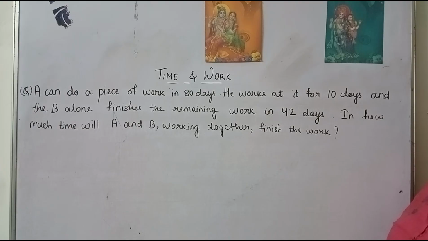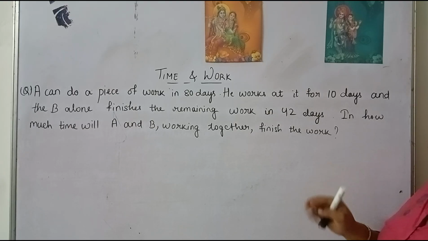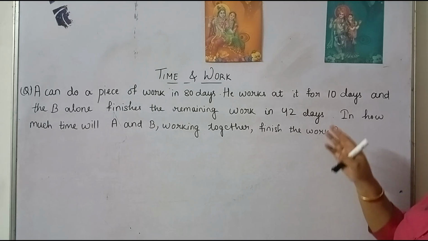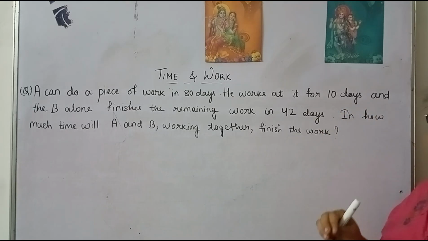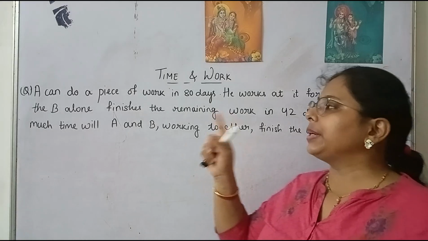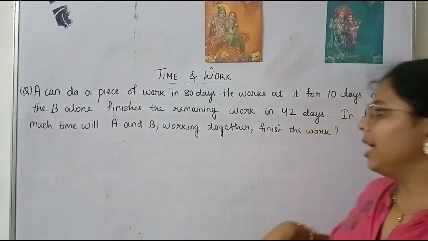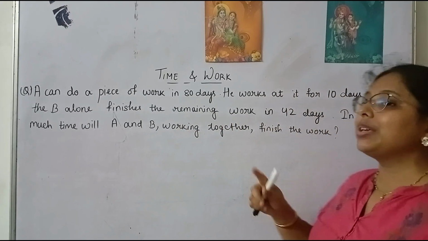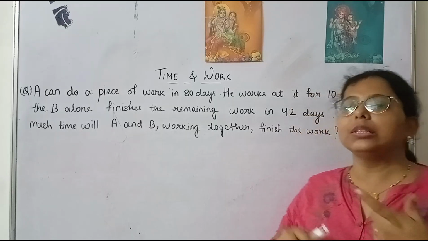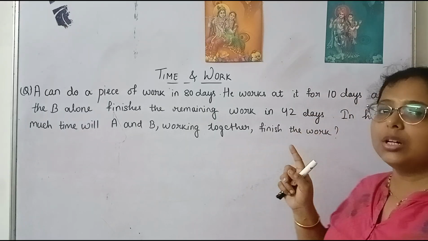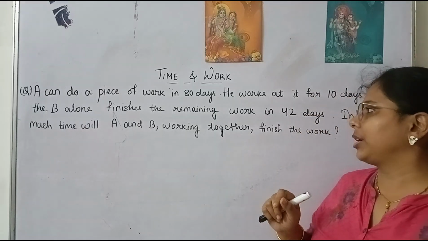So in this question, what information do we have? How many days A will take alone to do the work, how many days he had actually worked, the remaining work has been completed by B in how many days, and then the question is if both of them are working together, how many days will it take to finish the same work.